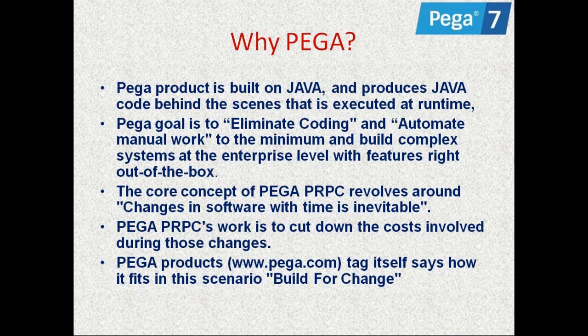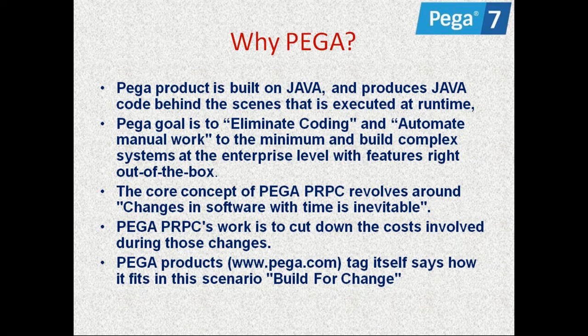And why we have to go with PEGA: basically PEGA is a Java-based application. The PEGA product itself is built on Java and produces Java code behind the scenes. So we can see the source code. Even though we will not use Java directly, in the backend we can generate the source code and view it. We cannot modify that; it will automatically generate the source code in the backend. That one I'll show you in the application.